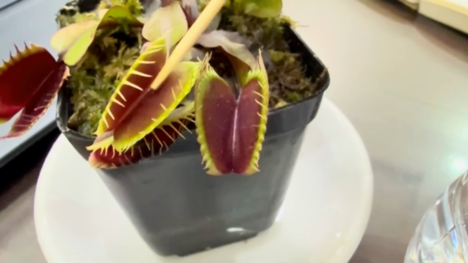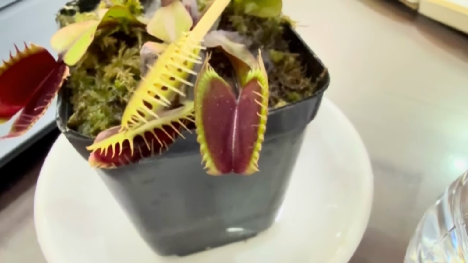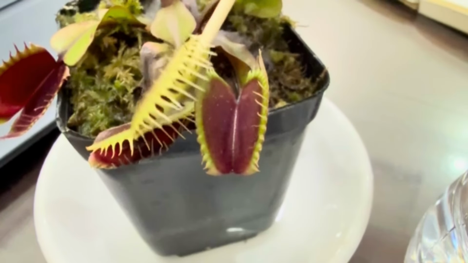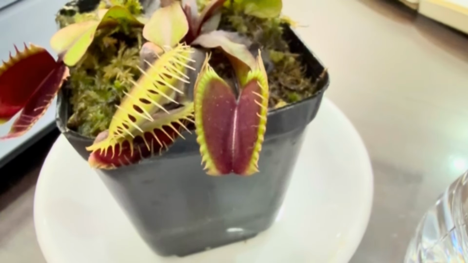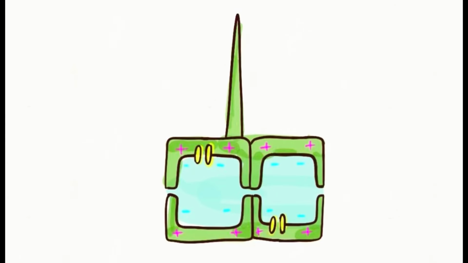The trap will only close when a sensory hair is stimulated. It has to be stimulated twice during a period of 20 to 35 seconds. It can be the same hair twice or 2 different hair. When the hair is stimulated, it acts as a lever.